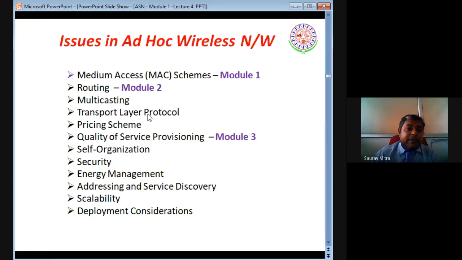We will see the pricing scheme. Whenever it's an ad hoc wireless sensor network, and if some service provider is there, how to decide the pricing scheme for all the bandwidth and all, that we will see in this case.